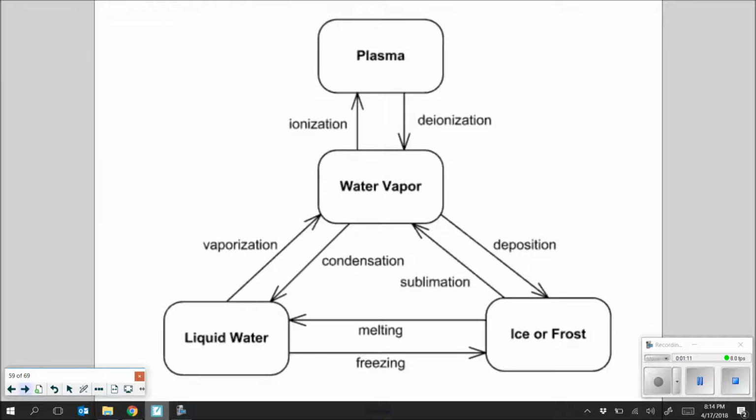So this is a handy diagram to kind of look visually at all of the different phase change actions that we've got here. We'll primarily be sticking between water vapor, liquid water, and ice or frost for the following problems. But plasma, it is possible to change phases between water vapor and plasma.